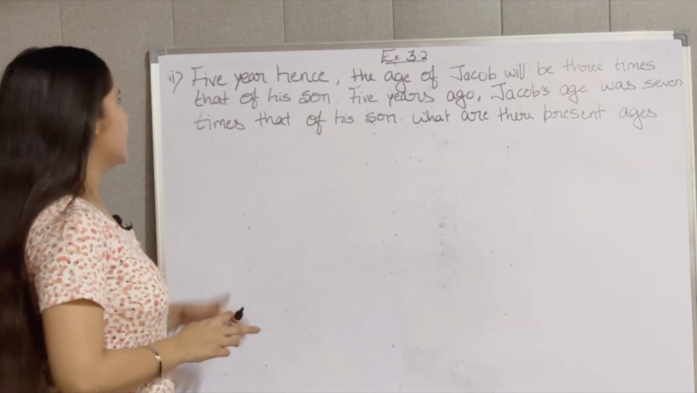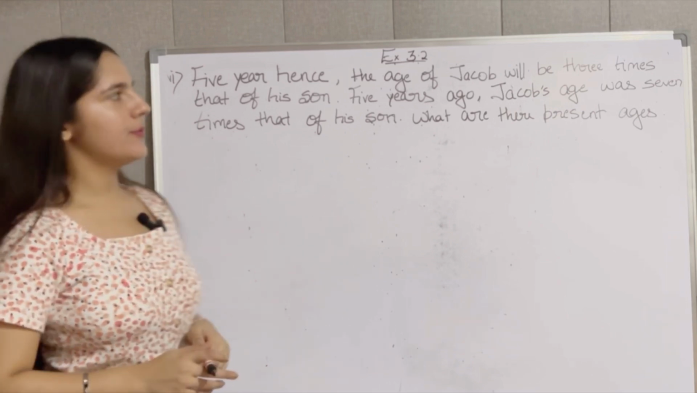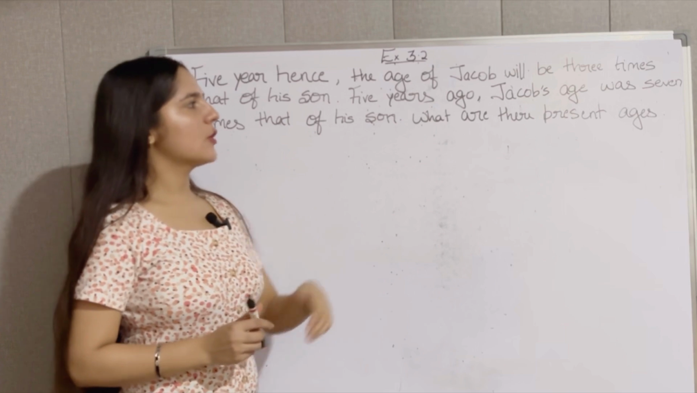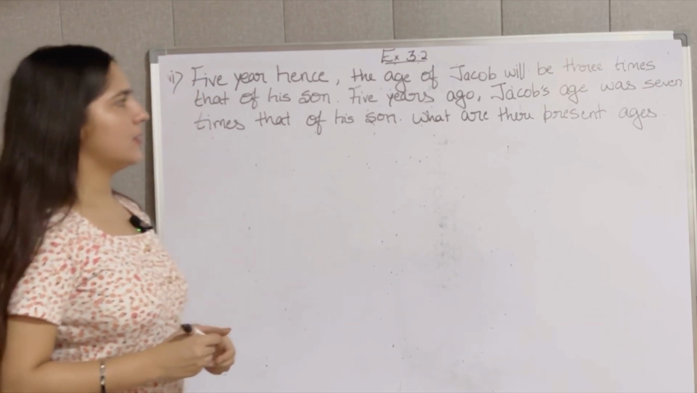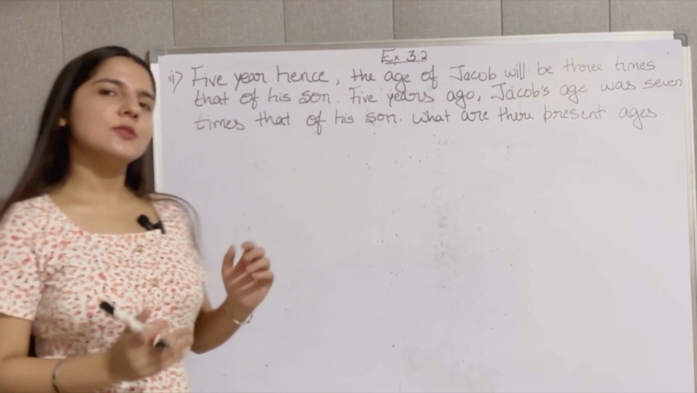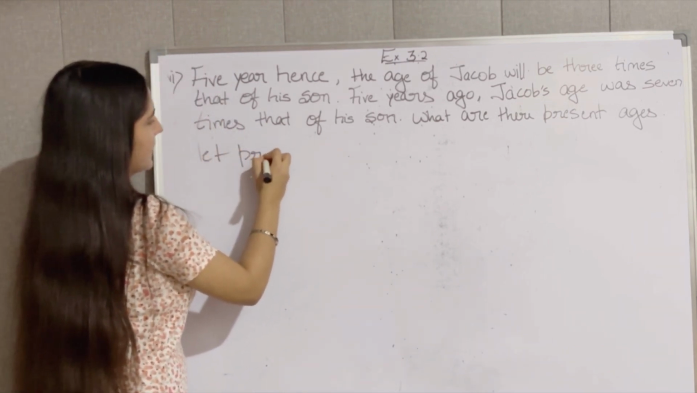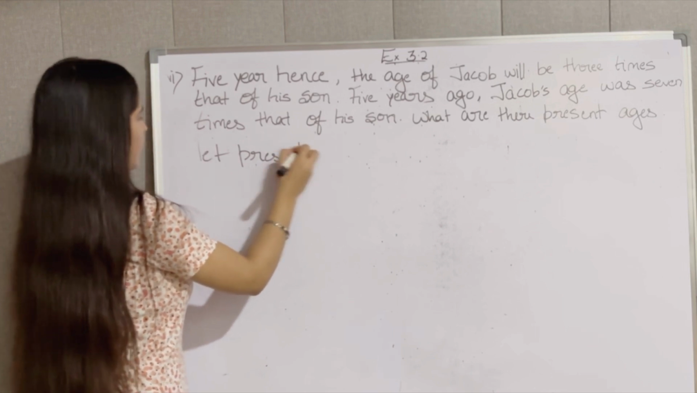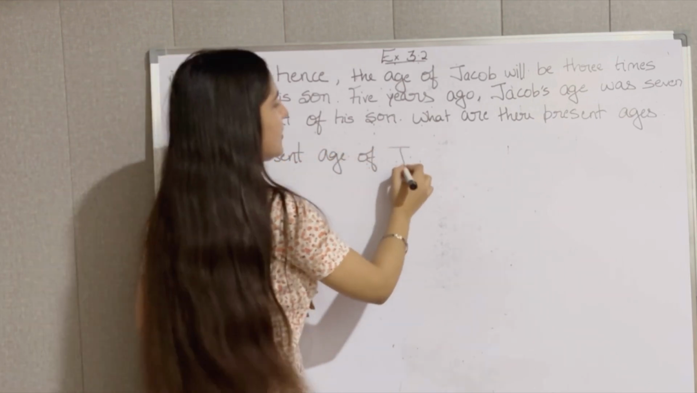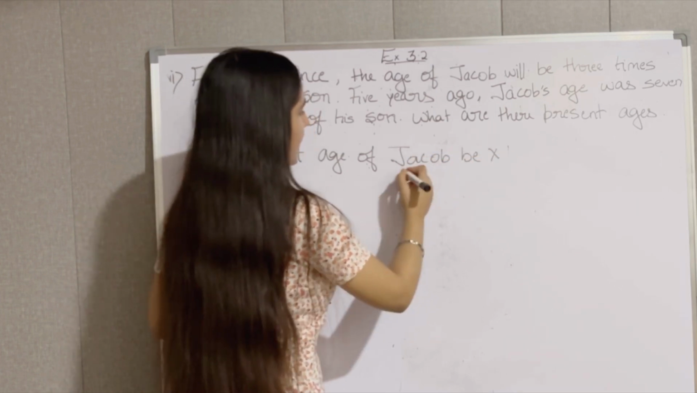Our sixth part is: 5 years hence the age of Jacob will be 3 times that of his son. Means Jacob and his son, their ages are given. 5 years ago Jacob's age was 7 times that of his son. What are their present ages? So we have to find their present ages. So let's suppose the present age of Jacob be x and of his son be y.